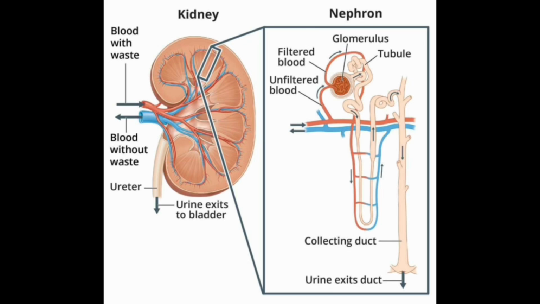The glomerulus is actually a ball of capillaries surrounded by a Bowman's capsule. With high pressure inside the glomerulus, it basically forces out water and small solutes.